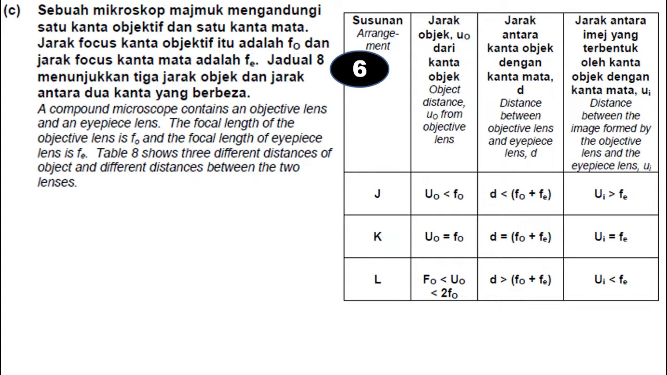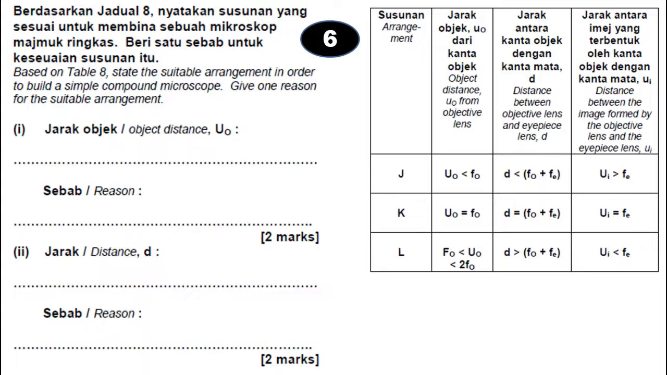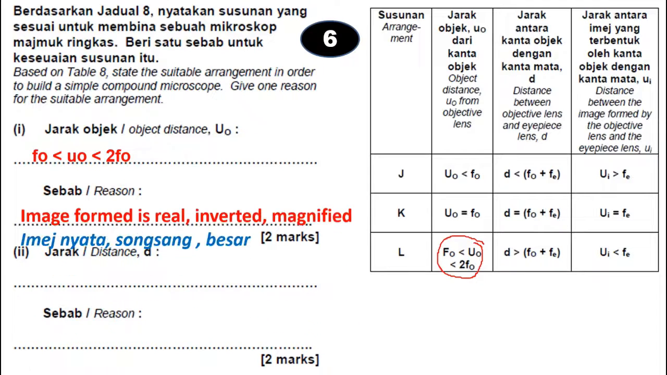Question C. This is the question about a compound microscope. You are given 3 different object distances and different distances between the 2 lenses. So they are arrangements J, K, L. Based on the table given, you need to select which arrangement is suitable to build a simple compound microscope. Look at part 1. You need to select which object distance is suitable. We have to select this one. The object distance must be in between f and 2f. What is the reason? So that the image formed is real, inverted, and magnified. So that the first image is real.